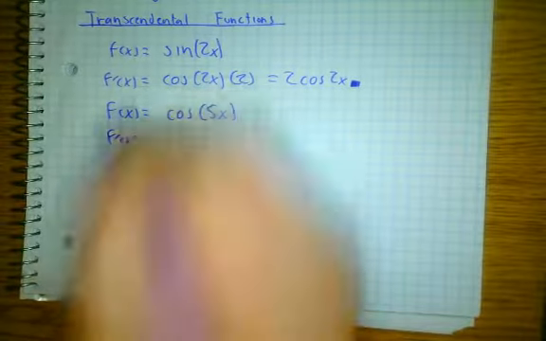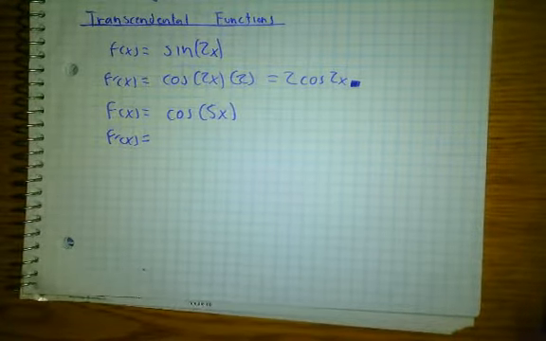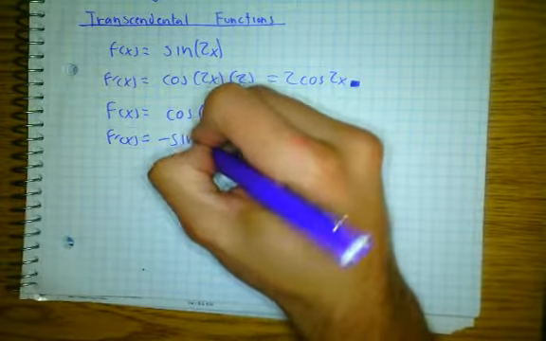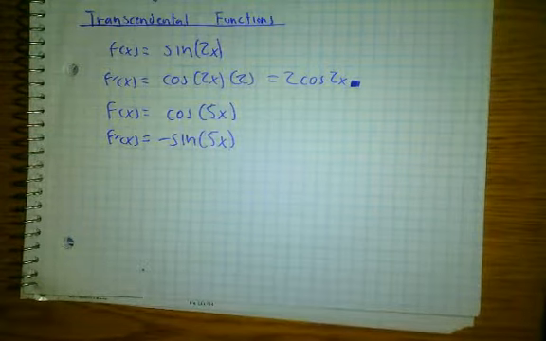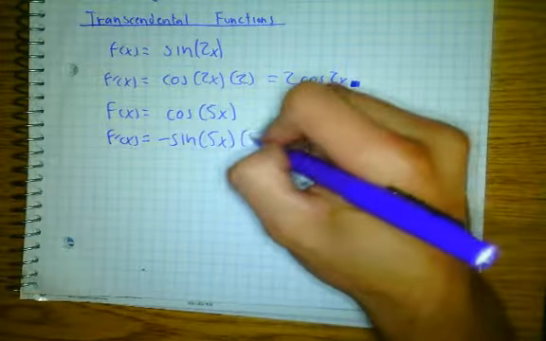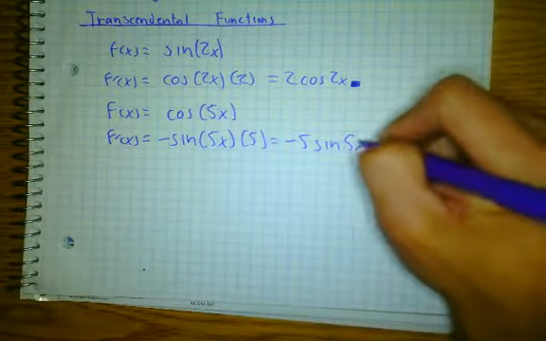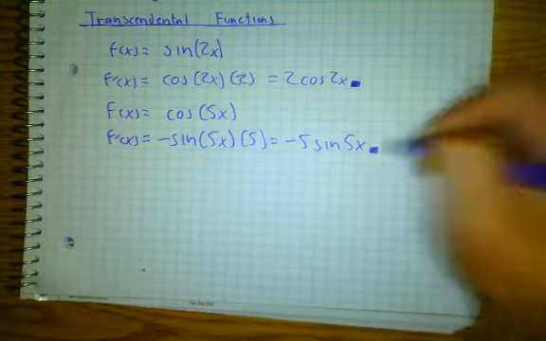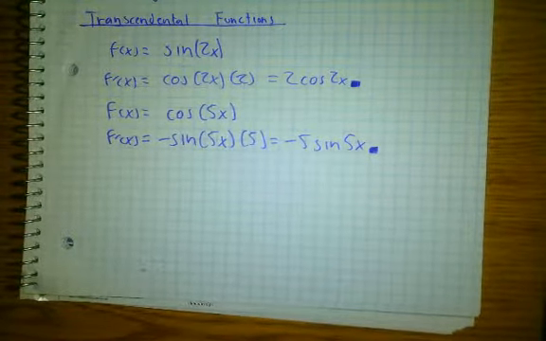F prime of x. What is the derivative of the outer function? Negative sine, and it's going to stay with a 5x. Agreed? Times what? The derivative of the inside, so it's going to be negative 5 sine of 5x. Cool?